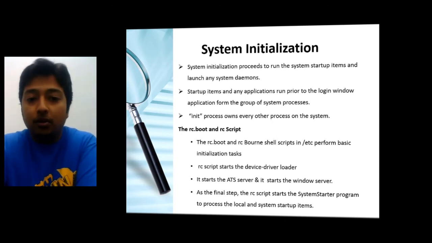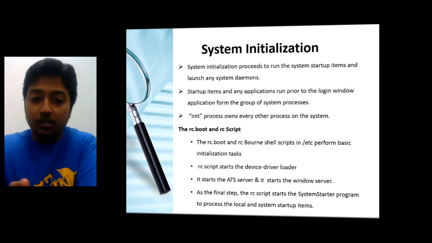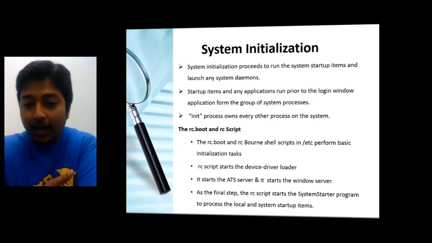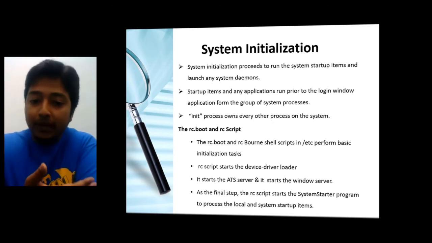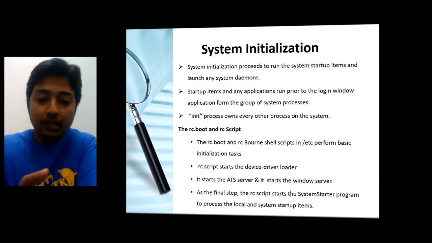It launches the startup items and the system daemons. The startup items and any application run prior to the login window application form the group of the system processes. The init process is the parent of every other process on the system. The system initialization process contains two things: the RC boot and the RC script. The RC boot and the RC script perform the basic tasks for the initialization of the system.